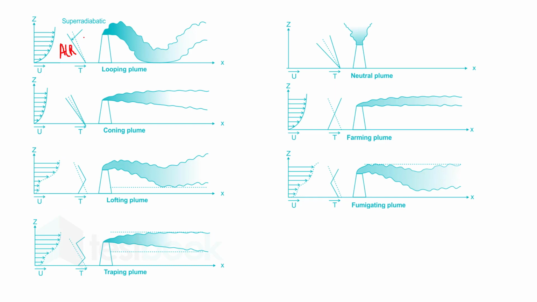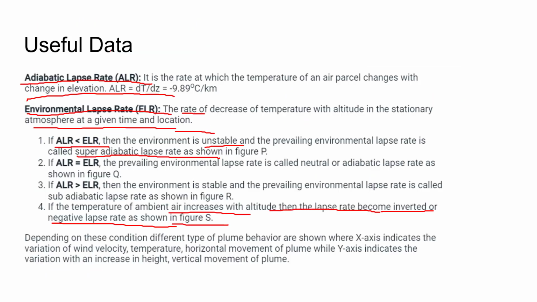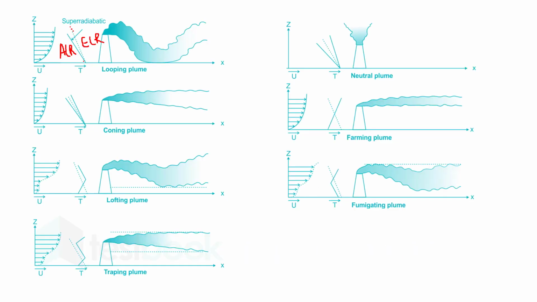ALR is less than ELR. The dotted line presents ELR, the environmental lapse rate. You can call it a normal lapse rate because temperature will vary at negative 9.89 degrees. So it will become colder and colder when you go to higher elevation. So accordingly, with this lapse rate, the plume will behave.